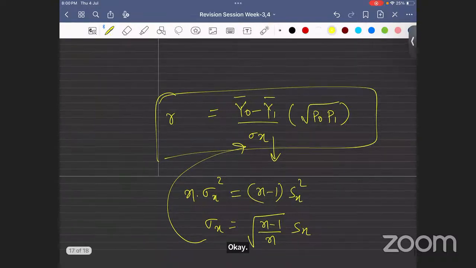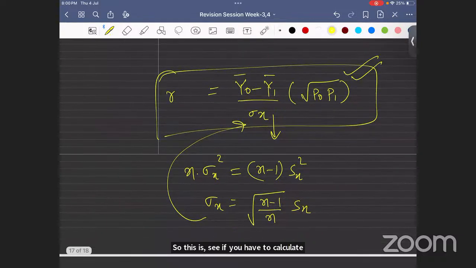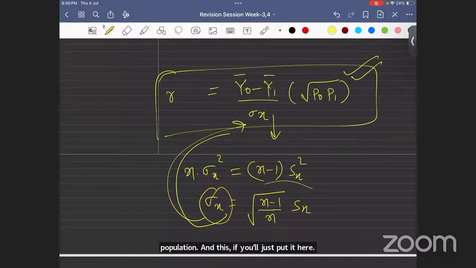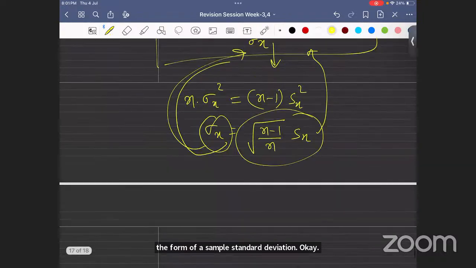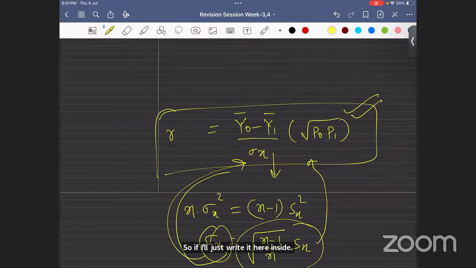So if you have to calculate in the form of population, and if you just put sigma x, if you just put this value, it will be in the form of a sample standard deviation. Okay. Sir, can you explain this y0 and y1?